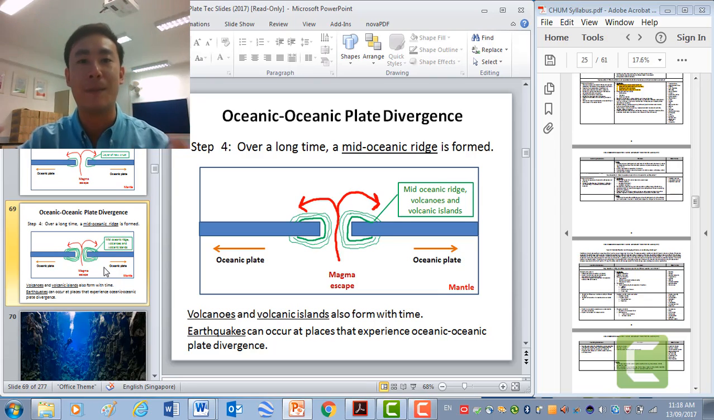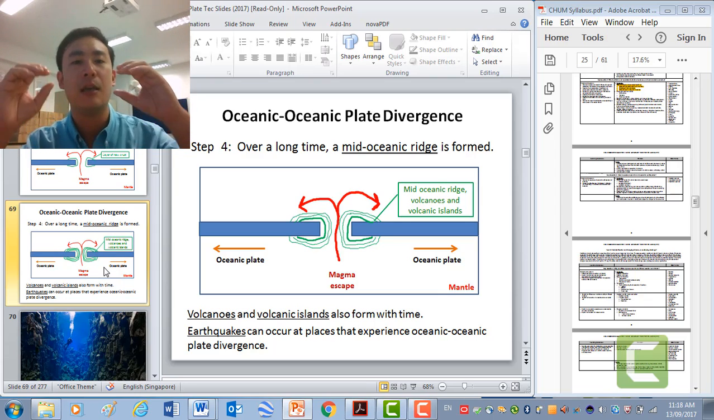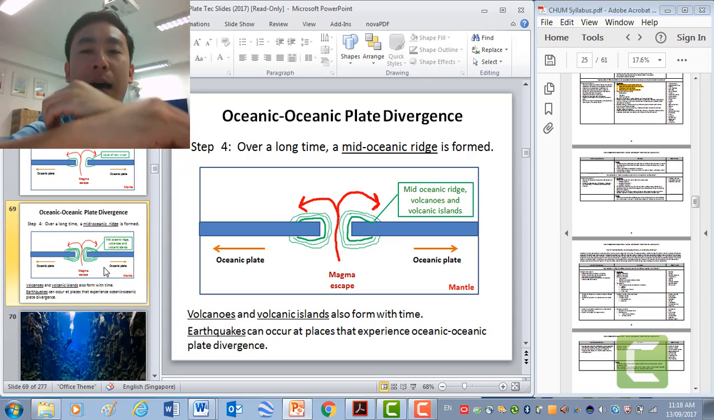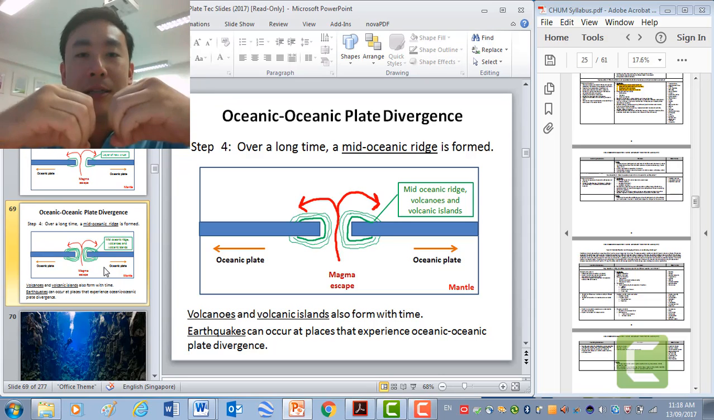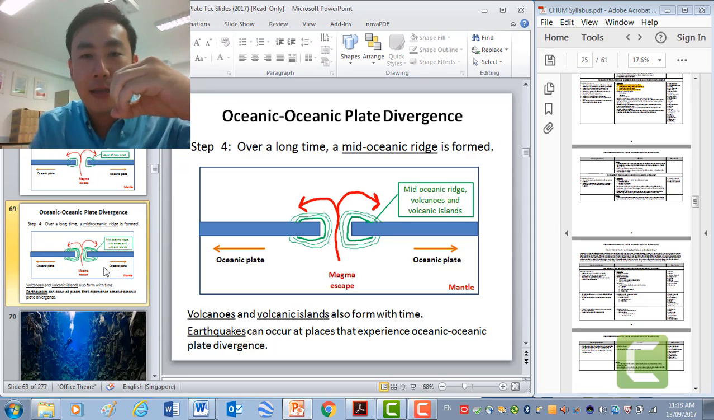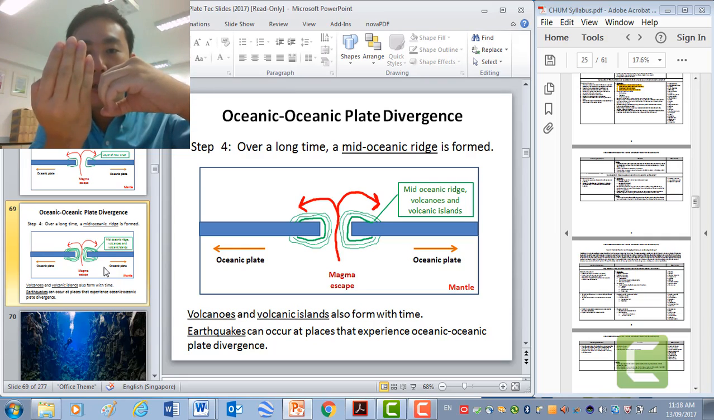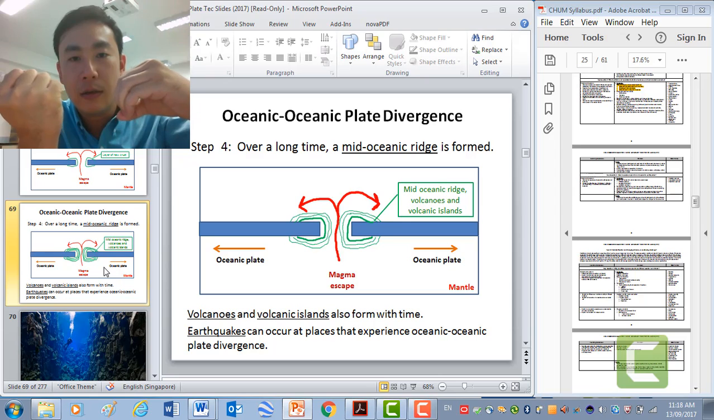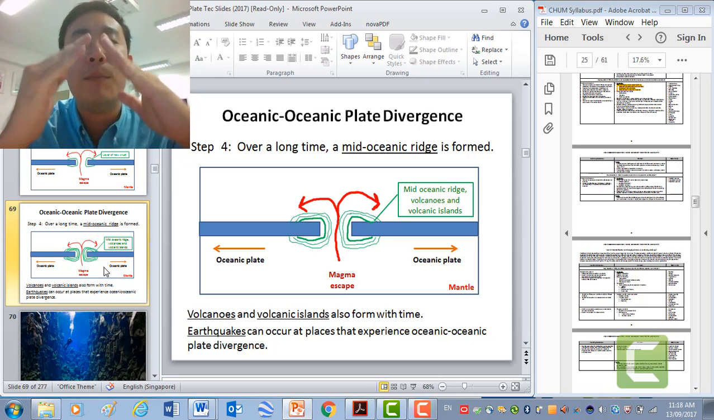And right now I'm going to show you some very simple hand gestures. So just imagine these 2 are oceanic plates. Okay, so you can do with me. They are divergence. And then magma comes up, solidifies, and then it spreads apart. Over many years, it forms a mid-ocean ridge.